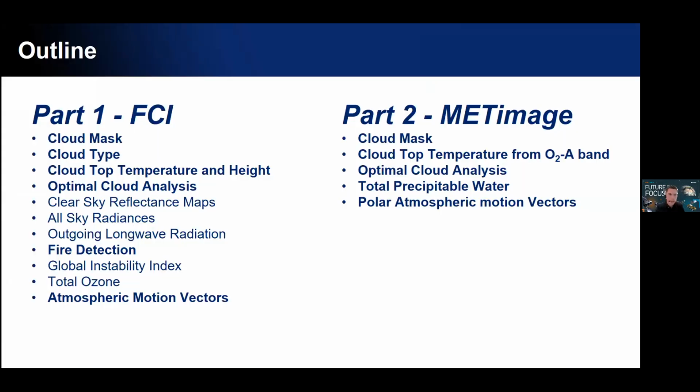So as a short outline, it's in principle 2 parts. So first I will go through the level 2 products from FCI. So it's in principle 1 slide per product, just to give a few bullet points, some key information on the different products, and then the same for METimage. You can see some products are in bold font, and that means there is a more in-depth presentation on this product in the subsequent talks of my colleagues.